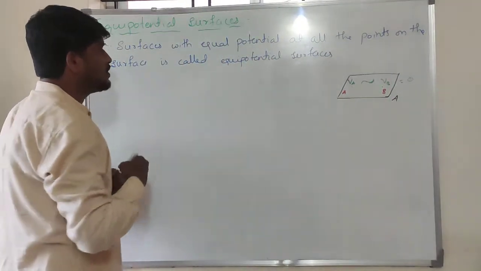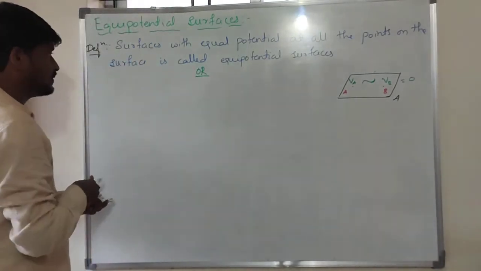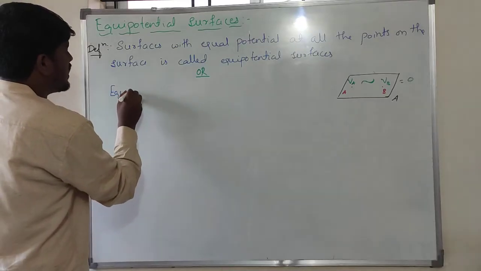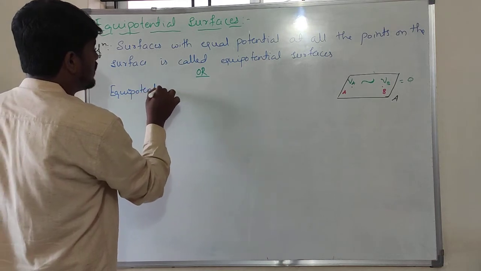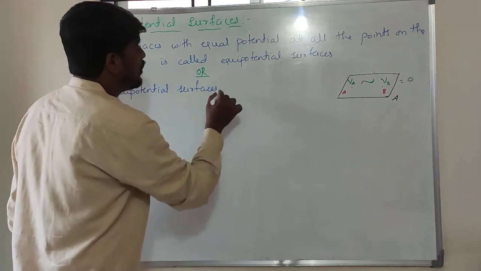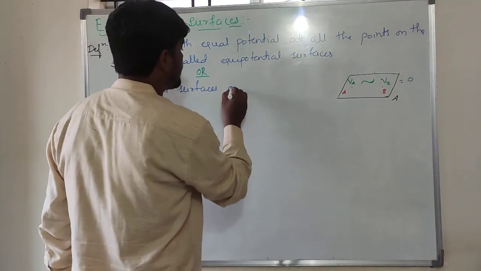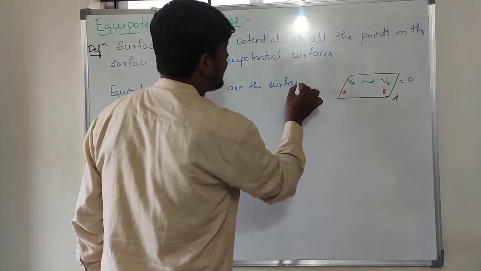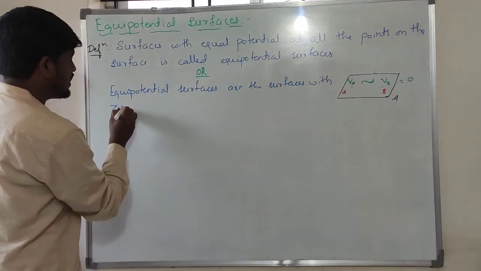We can write one more definition. Equipotential surfaces are the surfaces with zero potential difference.